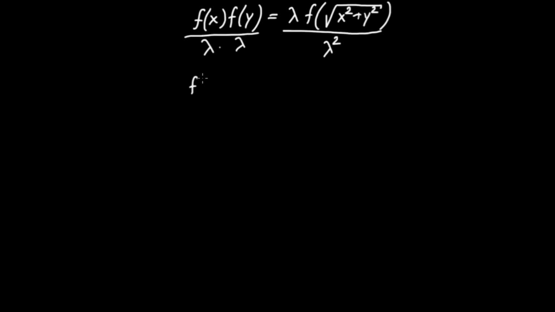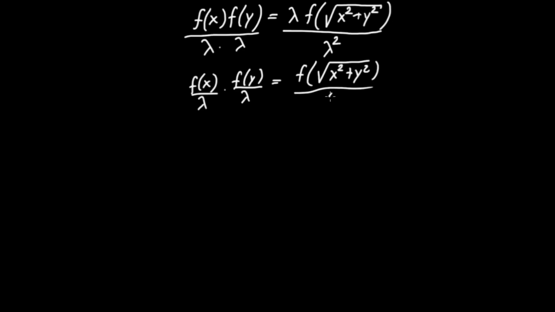And what I have is that f of x divided by lambda times f of y divided by lambda is equal to f of the square root of x squared plus y squared divided by lambda. And what you can see here is that I have f of some particular input, x, y, or the square root of x squared plus y squared, input it into f, and then divide by lambda.